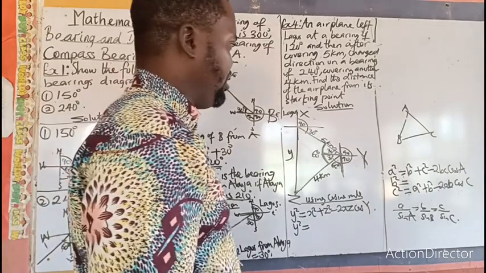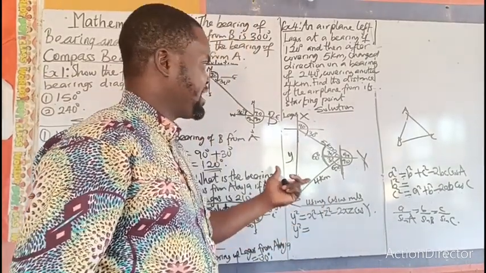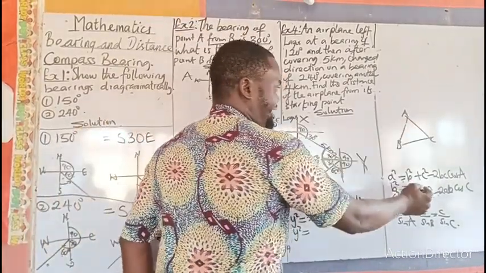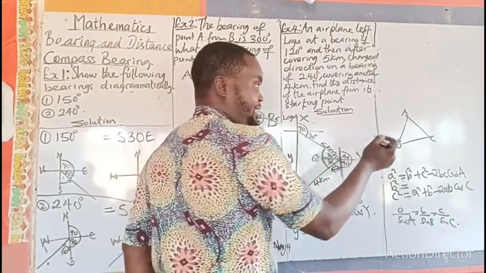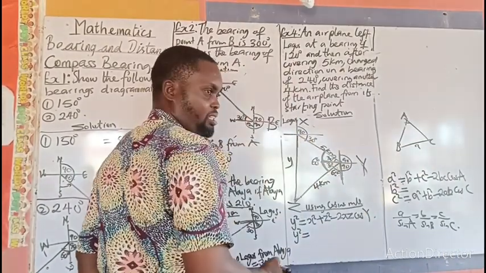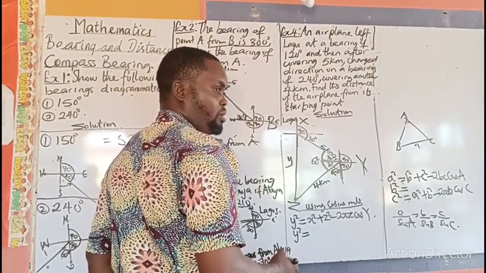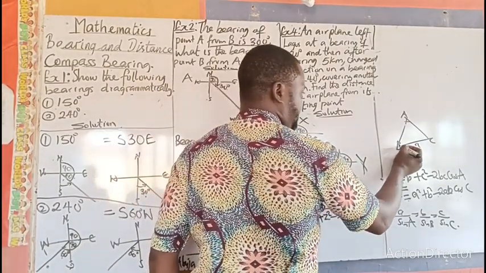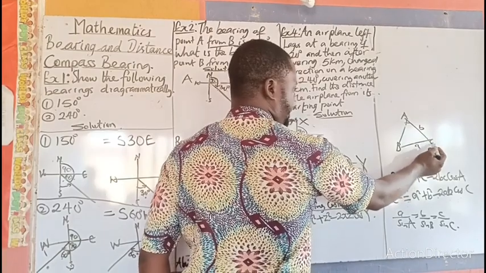Which one is my small a? My small a is what? The side that is facing your capital letter A. This angle A. Your small a is where? Are you seeing it? What's my small b? Where? This b, so the small b is where? This is the small c is where?